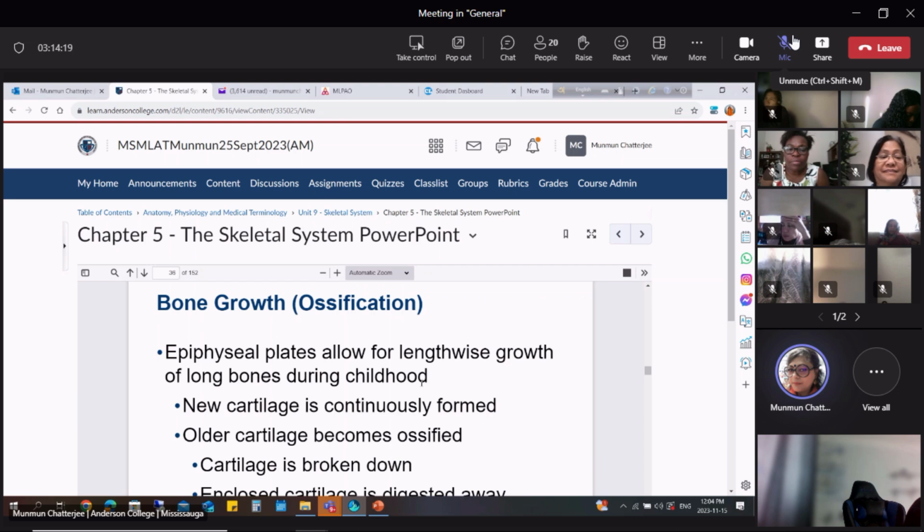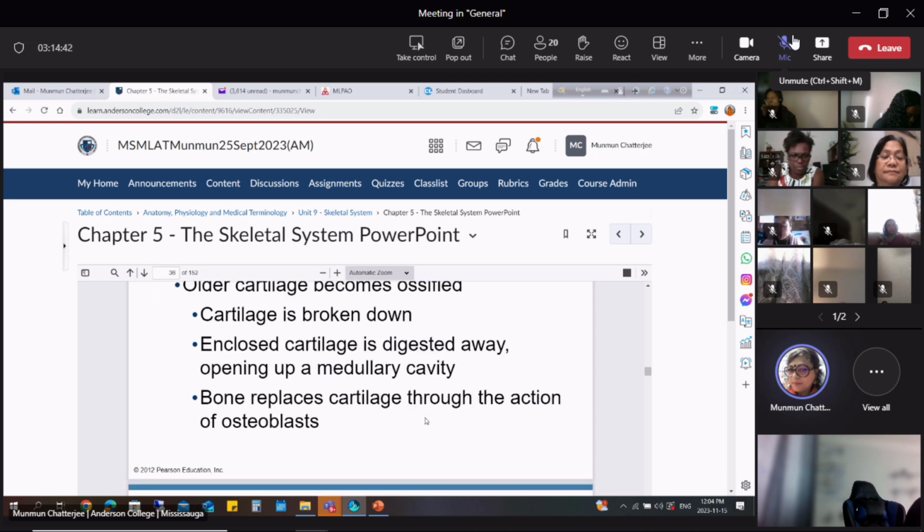Epiphyseal plates allow the bone to grow lengthwise during childhood. New cartilage is continuously formed. Older cartilage becomes ossified. So what is happening when the bone grows? New cartilage forms, and the cartilage that was there previously became bone, compact bone, or ossified. That's all you just need to know.